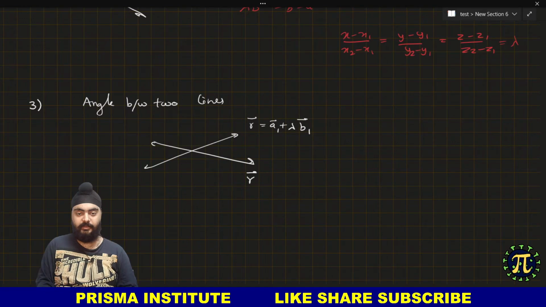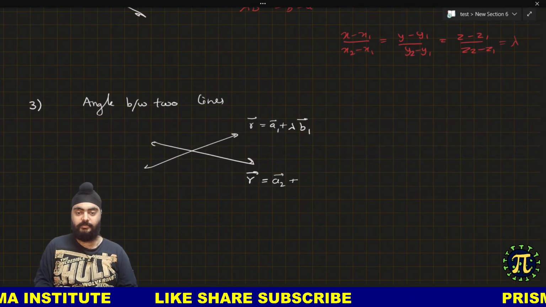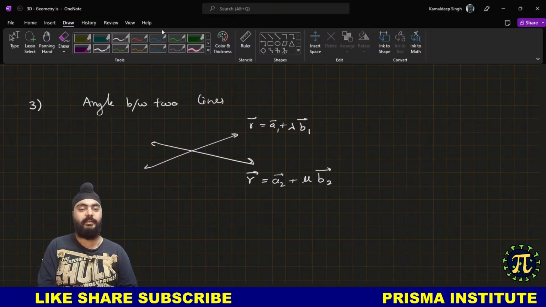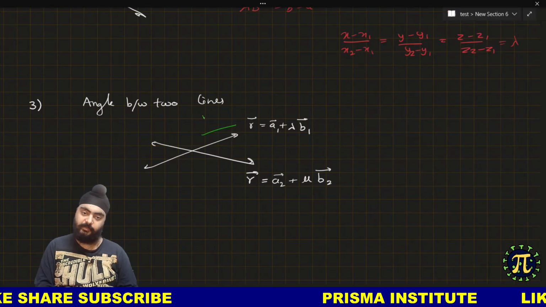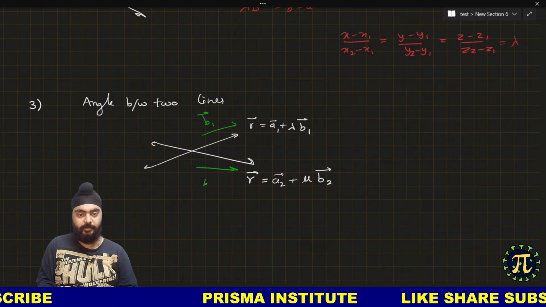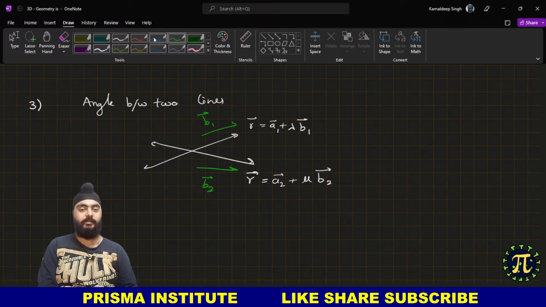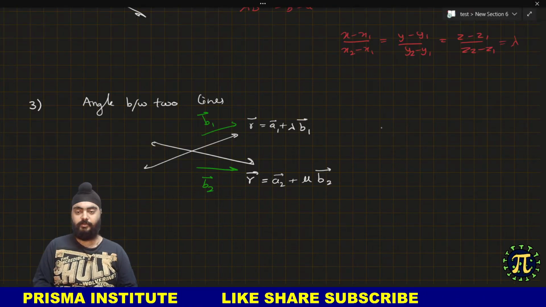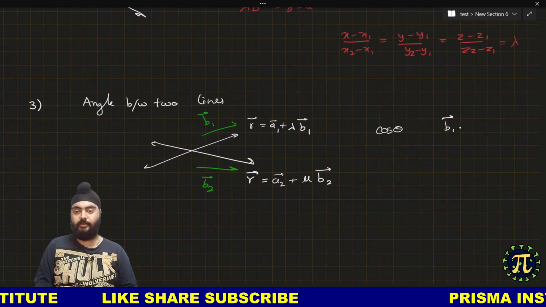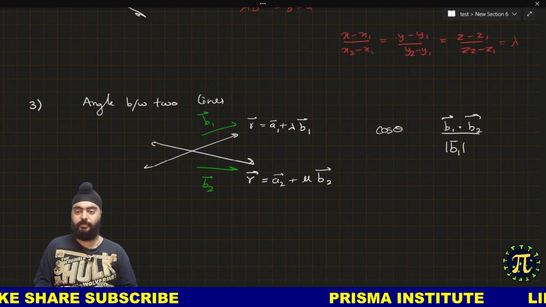And the second line is r vector is equal to a2 vector plus mu times b2 vector. So we already know the parallel vector of the first line is b1 vector, and the parallel vector of the second line is b2 vector, and we can find the angle between these two vectors if we want to find the angle between these two lines. So we can define cos theta as b1 dot b2 divided by mod b1 mod b2. This is from the definition of the dot product.